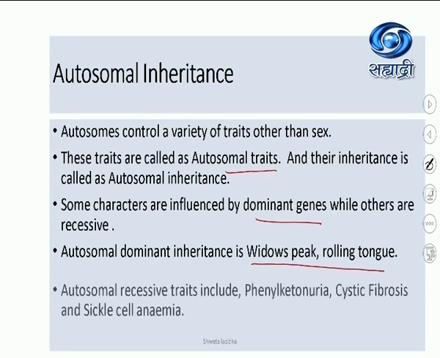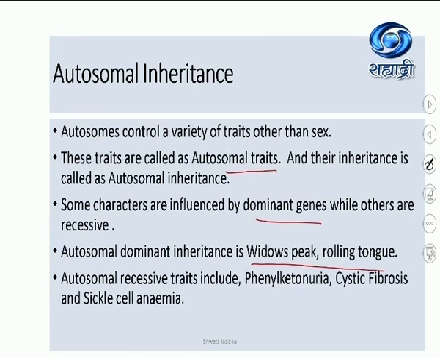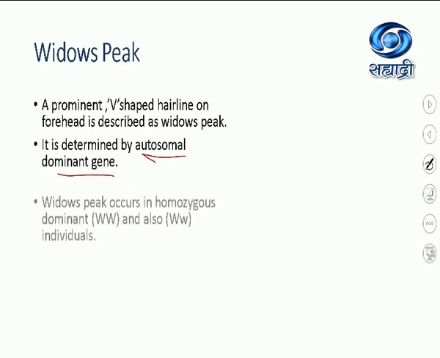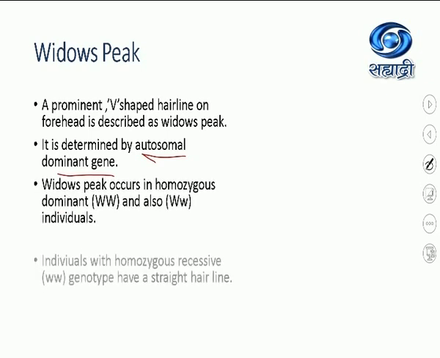Now we are going to discuss only widow's peak. Autosomal recessive inheritance includes phenylketonuria, cystic fibrosis and sickle cell anemia. I have already taught you about sickle cell anemia. Let us see about widow's peak. It is a V-shaped hairline present on the forehead. It is determined by an autosomal dominant gene. It is just a character, students. It is not a disease.